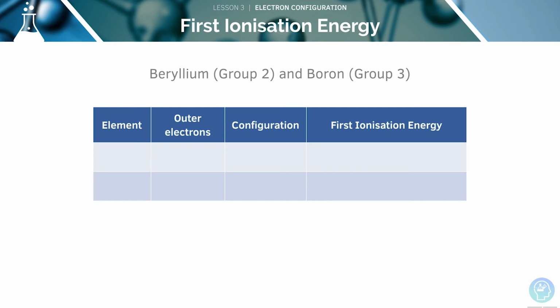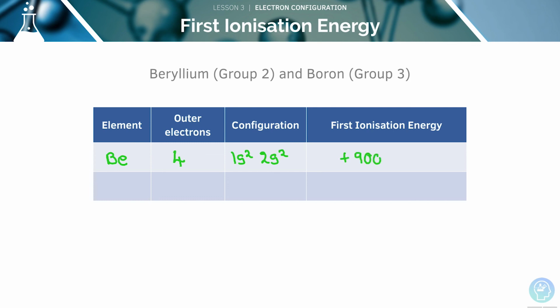Boron's outer electron will be in the 2p subshell. This means that it's at a higher energy level. It's therefore found further away from the nucleus and experiences more shielding from the inner electrons. These two factors will override the effect of an increased number of protons in the nucleus. This means that there is a lower first ionisation energy of boron compared to beryllium. Let's fill in the table to show why.